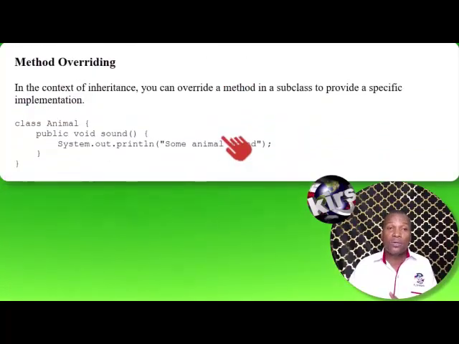Then quickly we shall look at what we are calling method overriding. In the context of inheritance, you can override a method in a subclass to provide a specific implementation. For example, we have the class Animal. Then within the body, we shall have public void sound. This is the method within the class. Then within the method body, we have System.out.println("Some animal sound"). Then we close the method body. Then we close the class body.